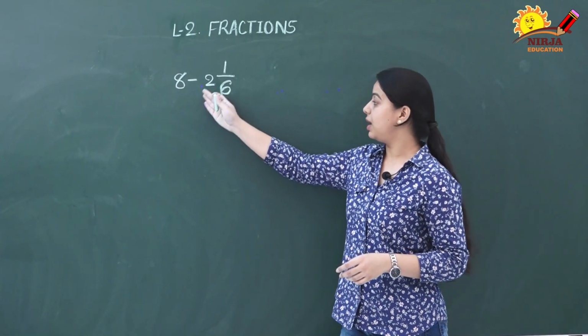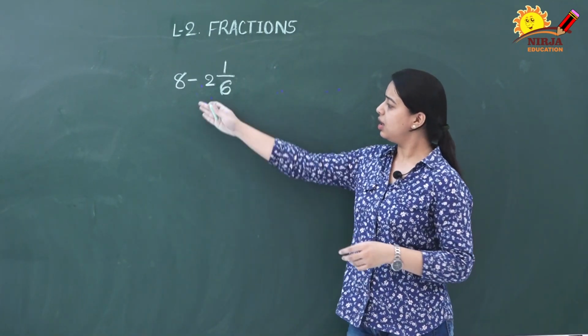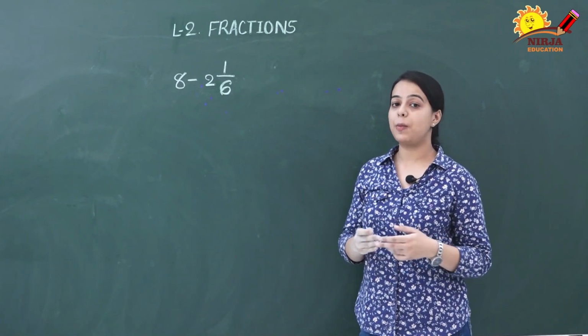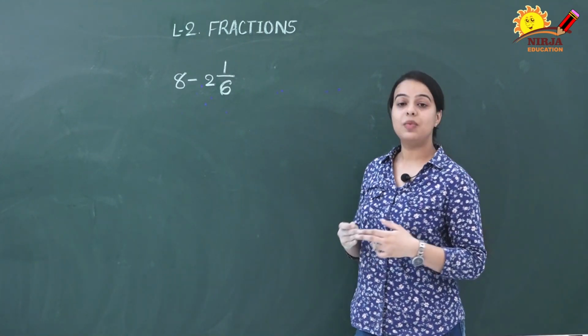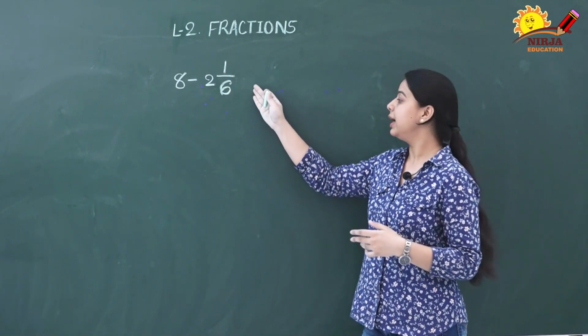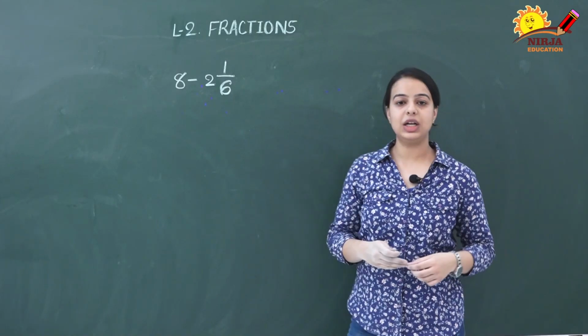Subtract 8 minus 2 into 1 by 6. If you noticed, here both the numbers are not given in the form of improper fraction, but in the previous parts of this lesson we have studied how to convert mixed fraction into improper, and we are going to use that over here. Now let's convert it first.